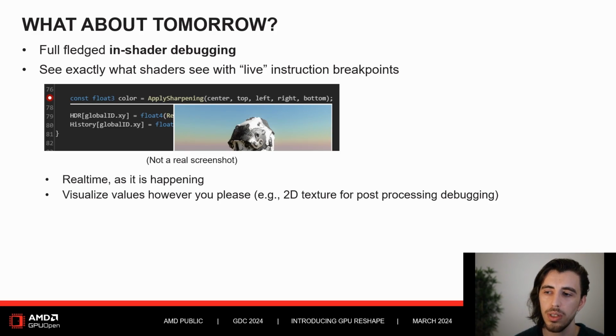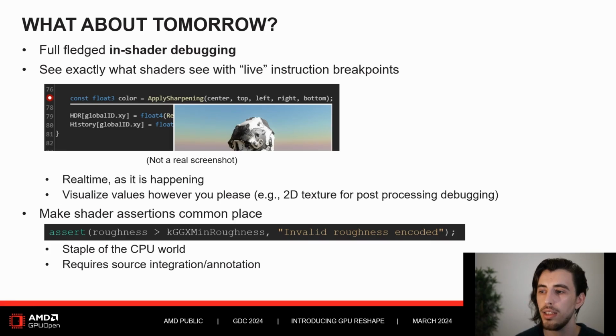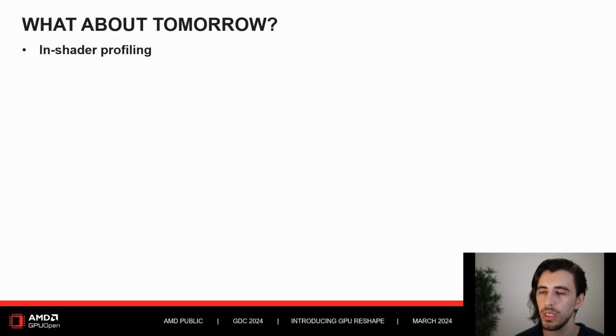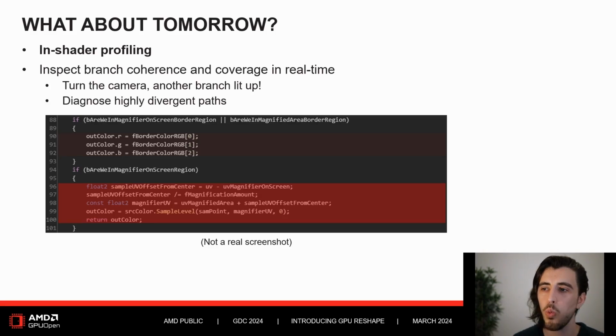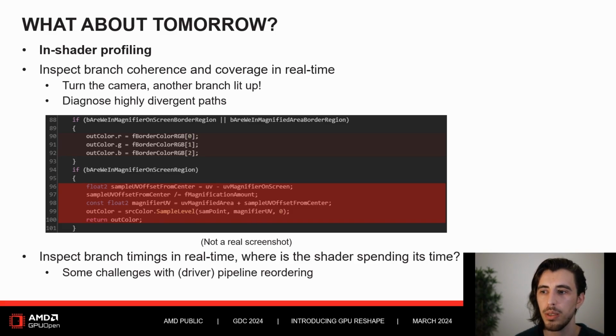Another, and a staple of the CPU world, is assertions, in this case validating GGX roughness. This does require some source integration, but I think that's just fine. And what about profiling? What if we could inspect branch coherence and coverage in real time? As before, it's live. Turn the camera, play the game, watch the different branches light up. On top of this, Reshape may provide branch timings in real time to figure out where the shader is really spending its time. There are some challenges here, but I think there's a lot of really useful information.